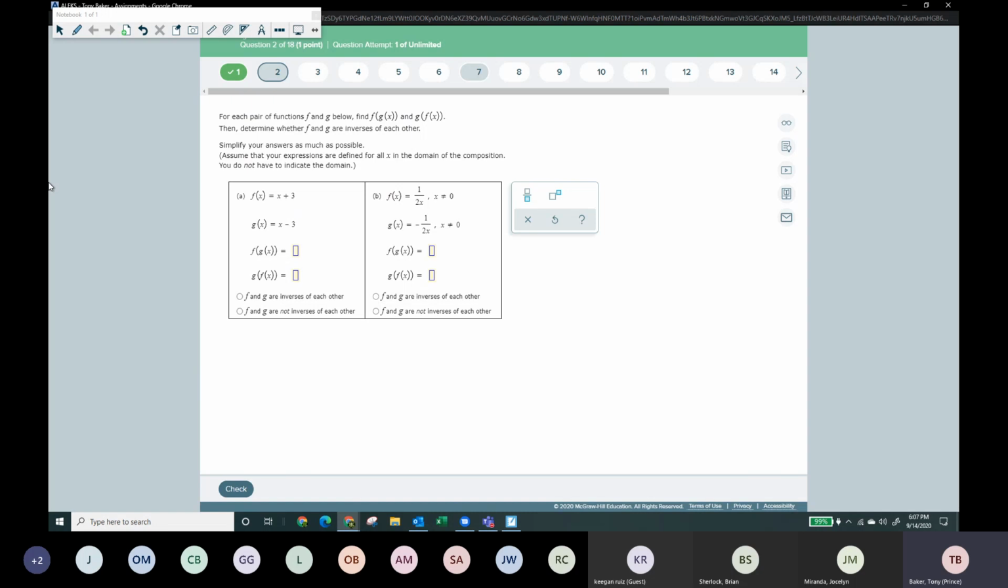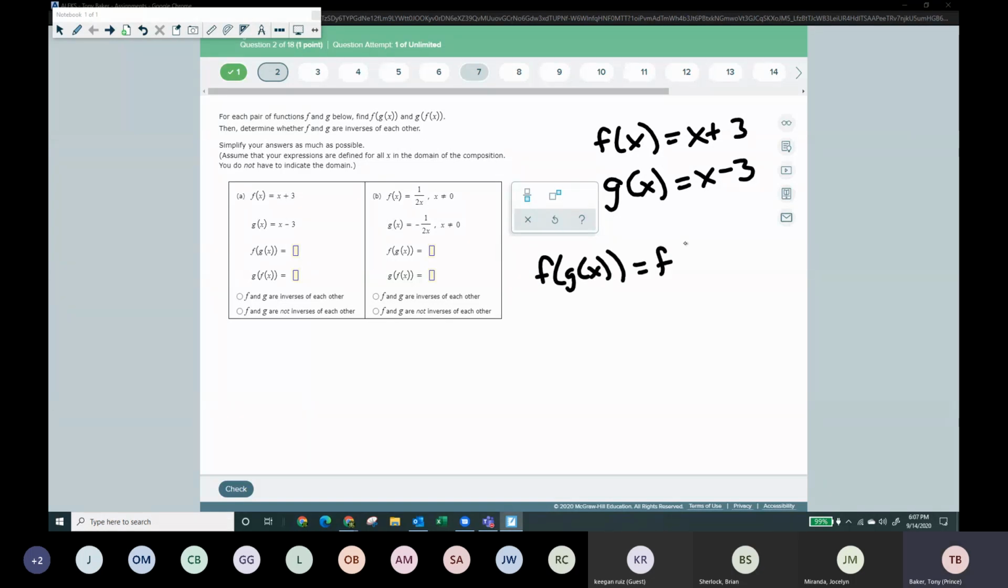So in this topic right here, we actually want to determine if they are inverses of each other. So the first functions we're looking at: f of x is x plus 3, and g of x is x minus 3. So they're doing those composite functions that we were doing before. So we're going to do f of g of x first. So that means f of x minus 3.